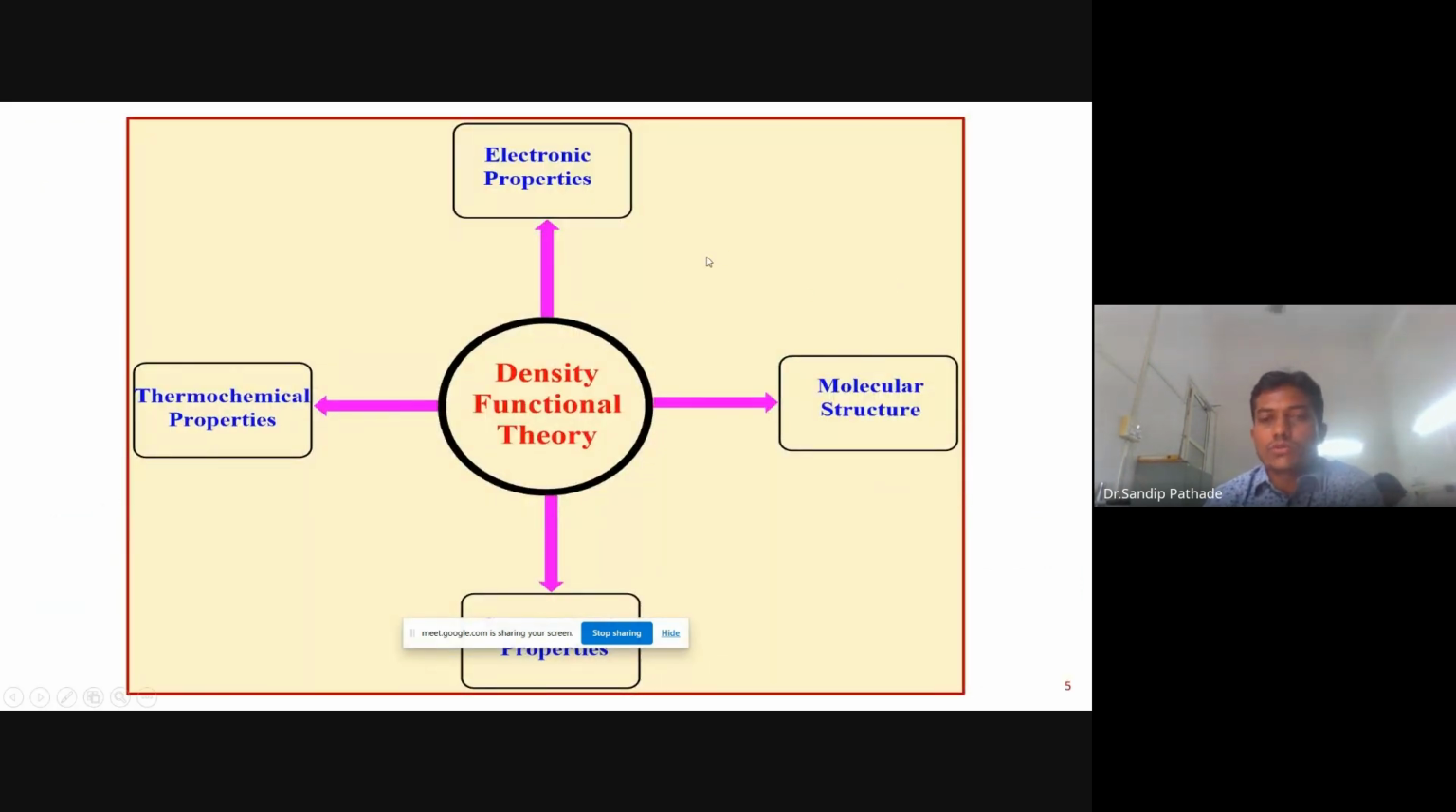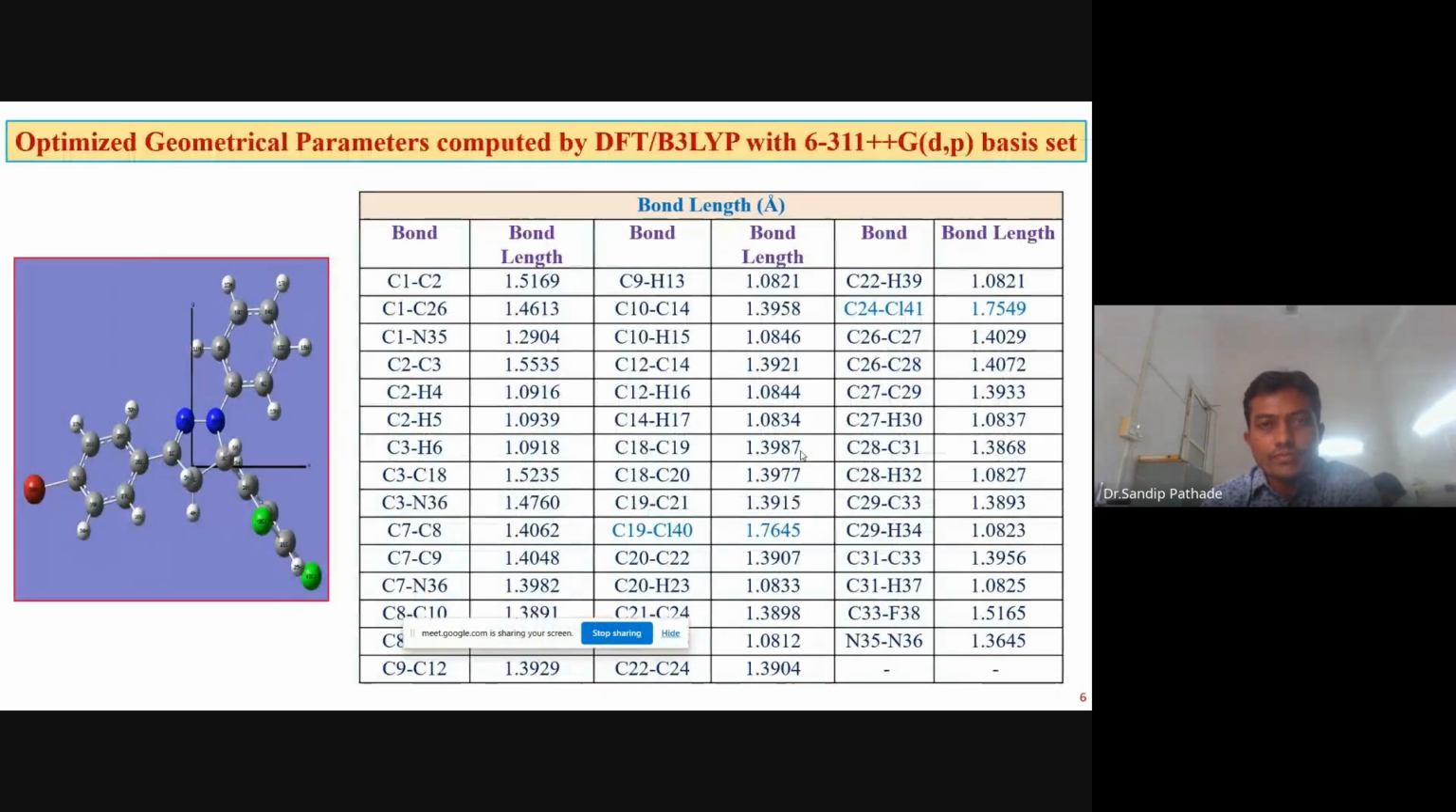Then we carry out the computational study of our molecule by using the density functional theory. Nowadays, density functional theory is very crucial to investigate the molecular structure, various spectral properties, various electronic properties, and various thermochemical properties of the organic molecules. First, we optimize the geometrical parameters by using the DFT method with the B3LYP level, and by using the 6-311++G(d,p) basis set. We first optimize the geometry of our molecule.